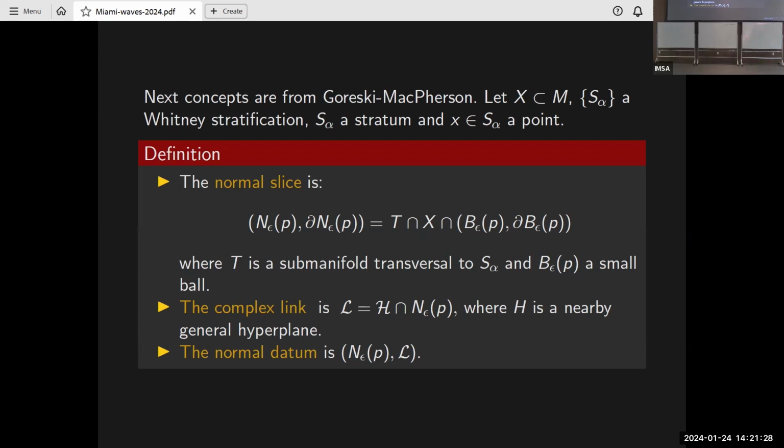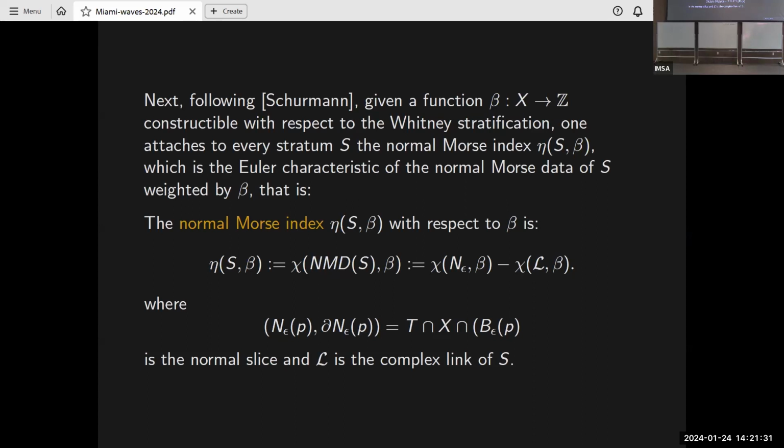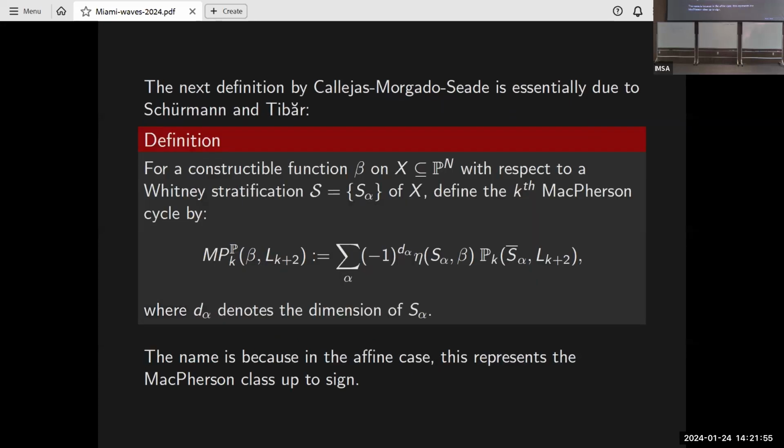That's the notation from Lê and Teissier. Then there's this concept, which was introduced by Chern, which is what we call the normal Morse index, which is the Euler characteristic of the transversal with weights in a constructible function. It's associated with every constructible function. You can have this normal index with respect to the constructible function, a number, and then you can define the global Schwartz and MacPherson version of global MacPherson classes.